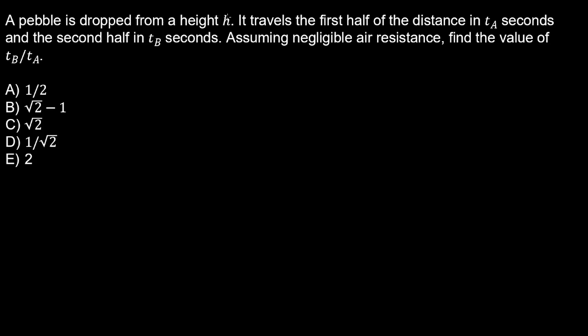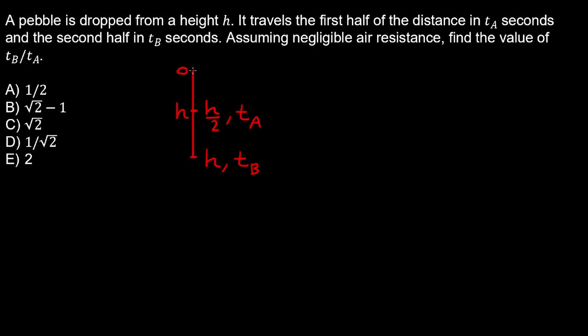A pebble is dropped from a height h, and it travels the first half of the distance, being h on 2, in ta seconds, and the second half from h on 2 to h in tb seconds. And we're asked to find the value of tb on ta.